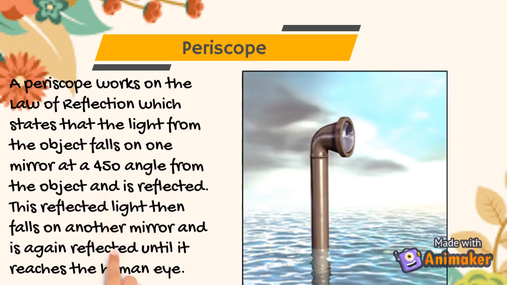A periscope works on the law of reflection, which states that the light from the object falls on one mirror at a 45 degrees angle from the object and is reflected. This reflected light then falls on another mirror and is again reflected until it reaches the human eye.